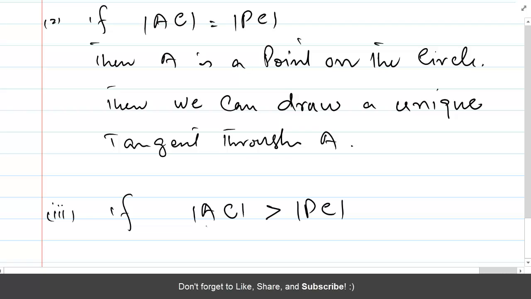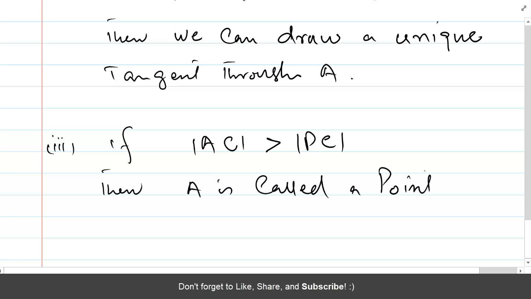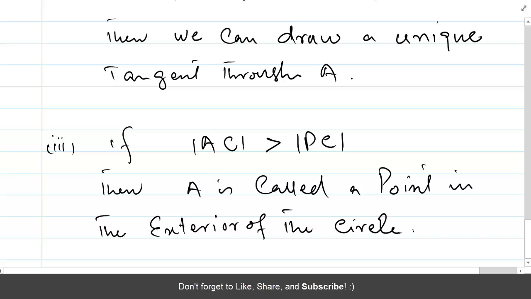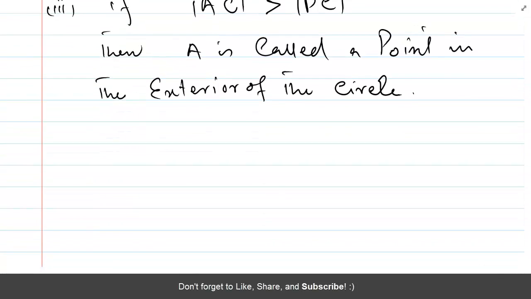greater than the radius, then A is called a point in the exterior of the circle. And from any point in the exterior of a circle, we can draw two tangents.